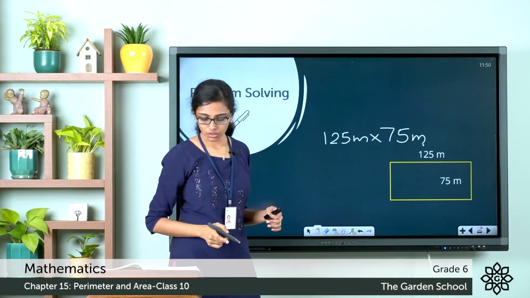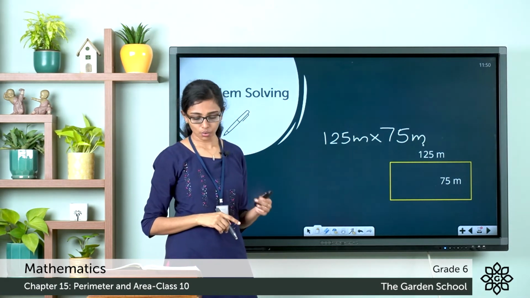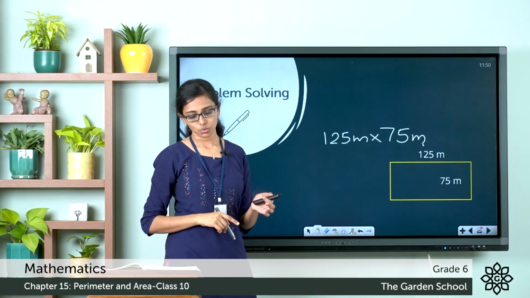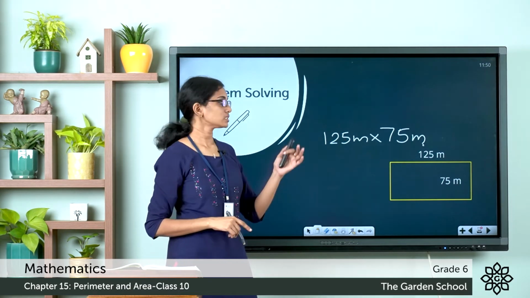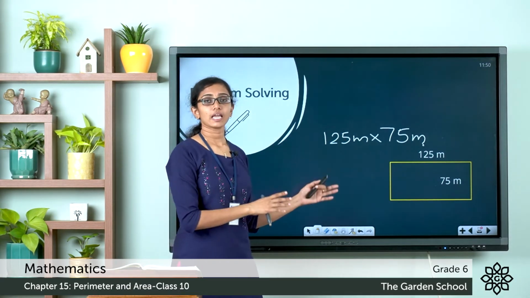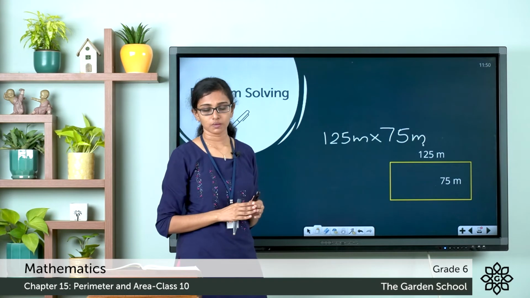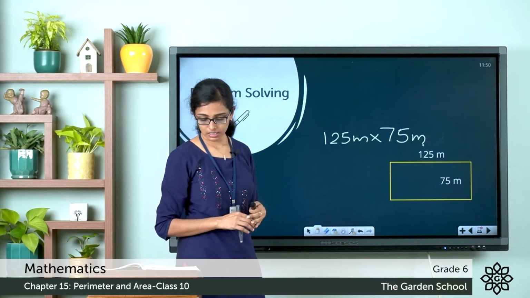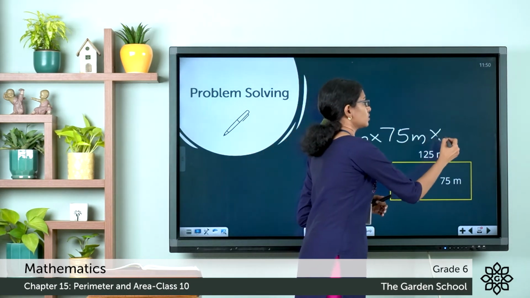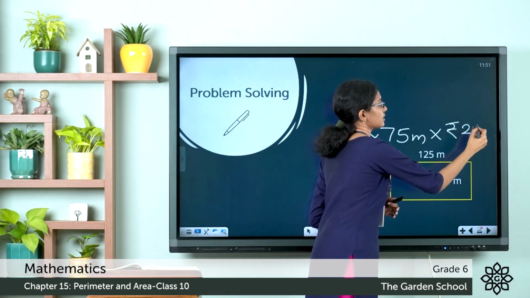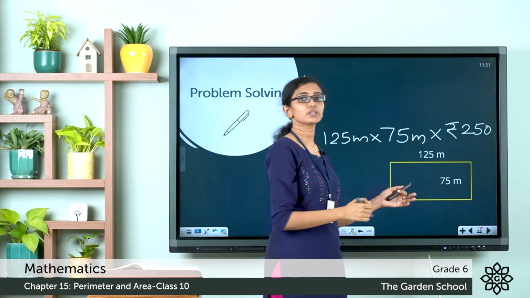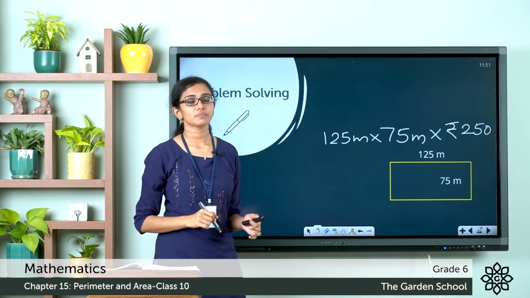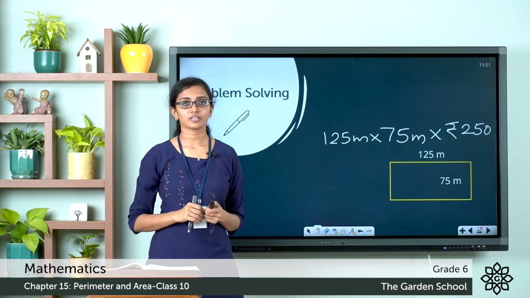And we are given the cost per square meter. The cost per square meter is rupees 250, and hence the total cost would be the area into the cost per meter. So that would be 125 meter into 75 meter into rupees 250, the total area into the cost per meter. So do the multiplication and find out the total cost.